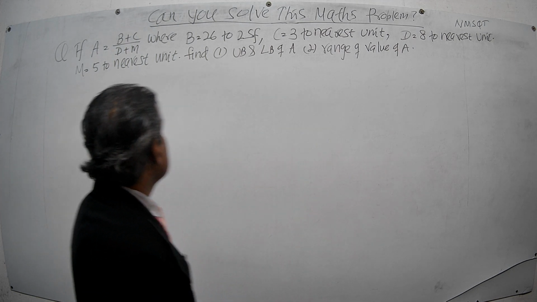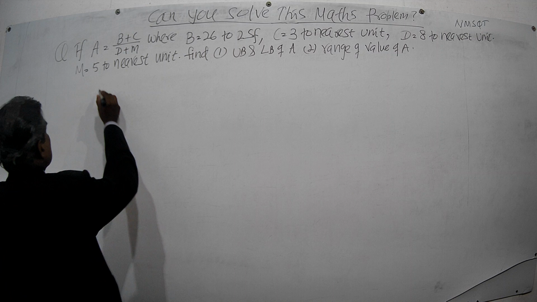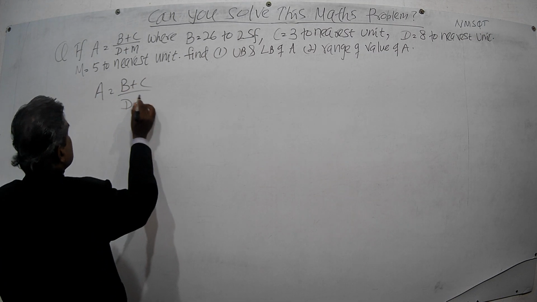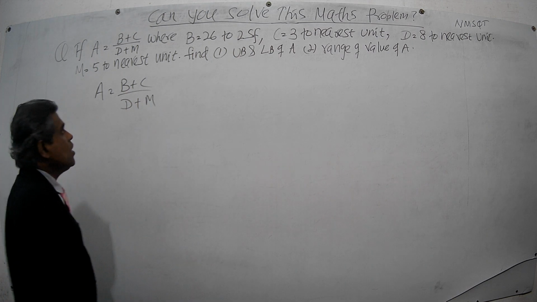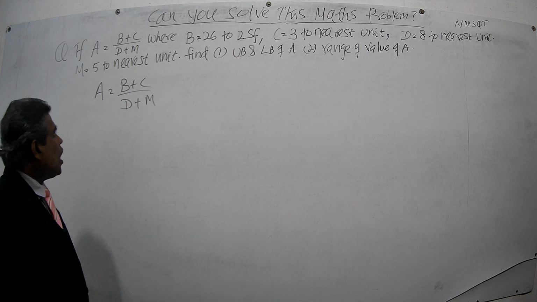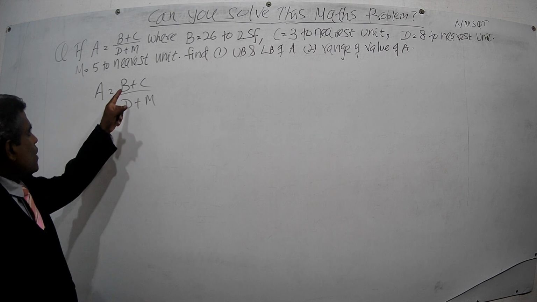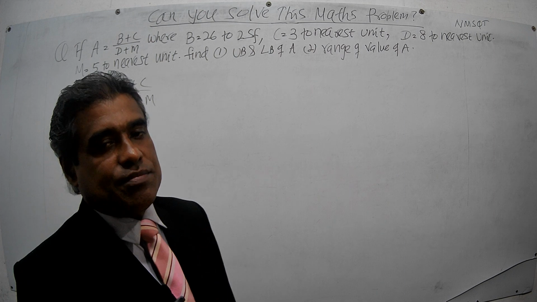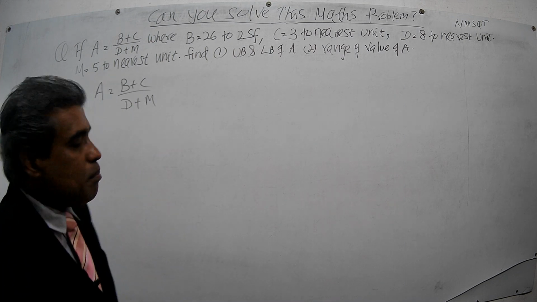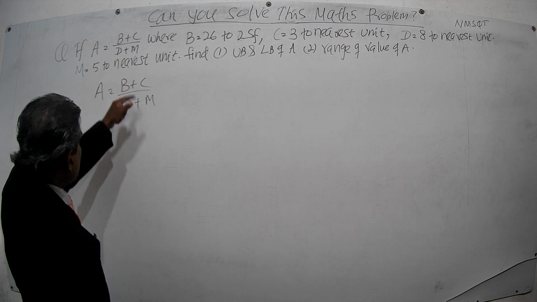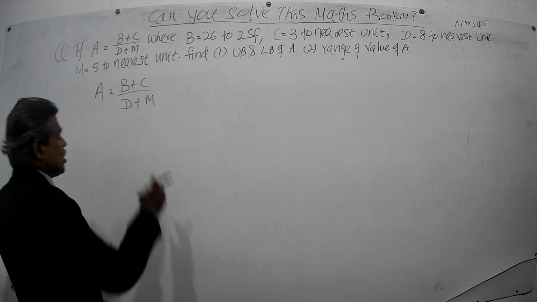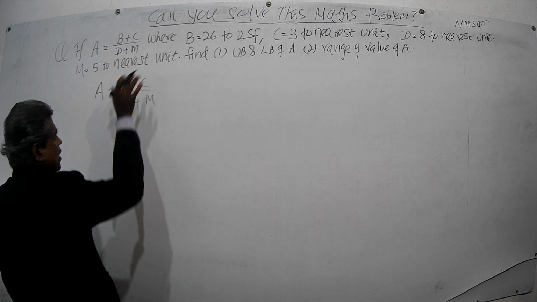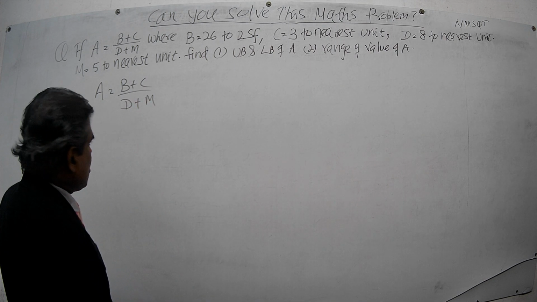Okay, now in this question there is an equation, A equals (B plus C) over (D plus M). Right now, you must be able to make out that this is a division. You must be able to make it out as a division of two terms. This is one term, this is another term. This is a combined term, this is also a combined term.